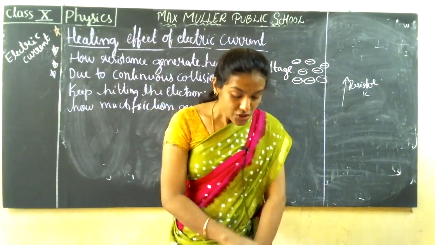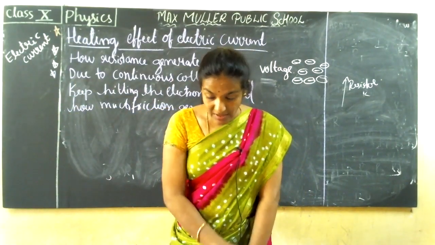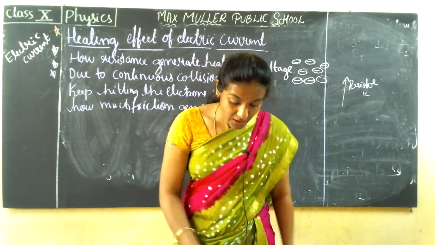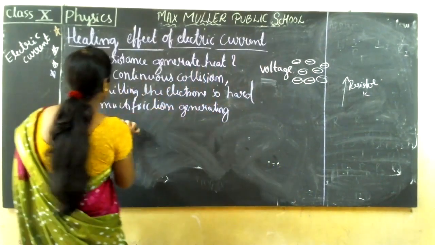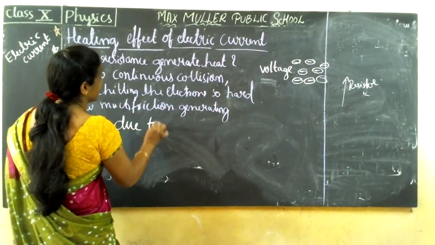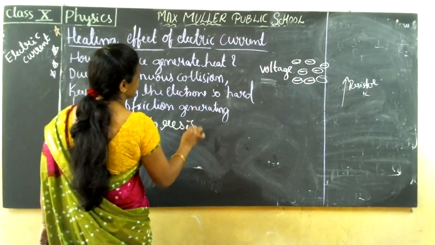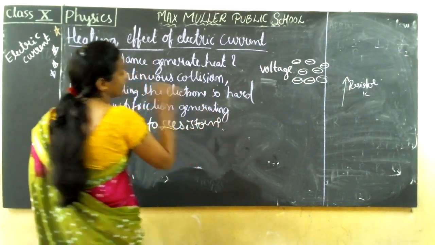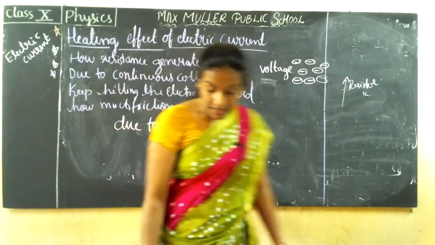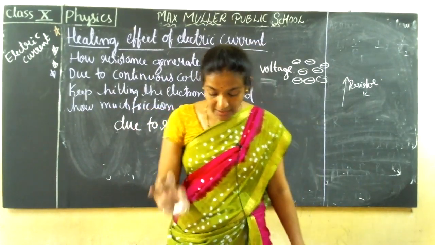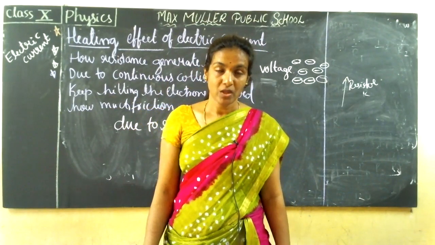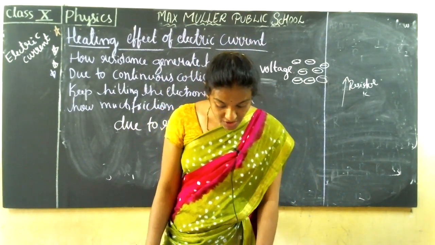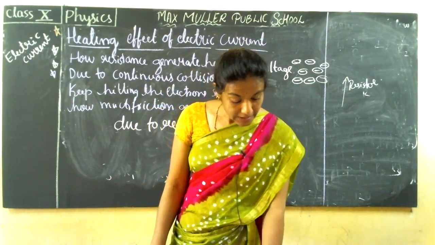So this is how electric current causes the heating effect. That is because of resistance. In the textbook, they directly give the formula. So what is that formula here? H is equal to VIT.